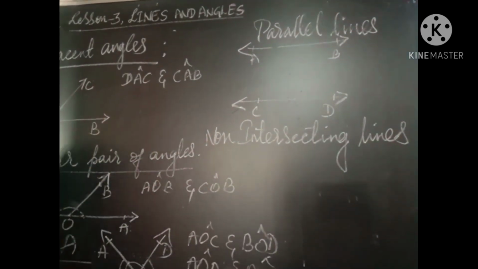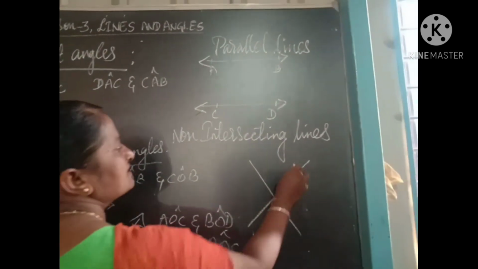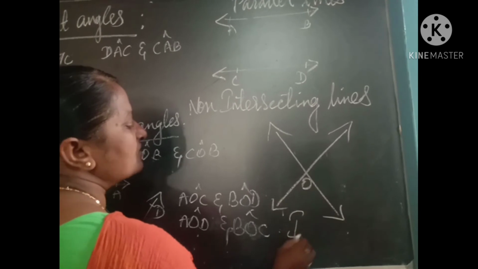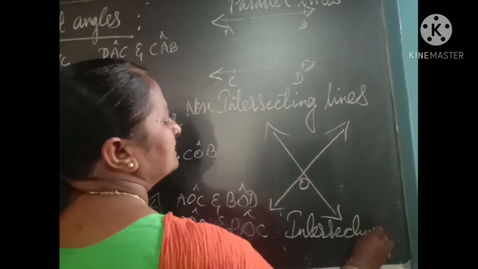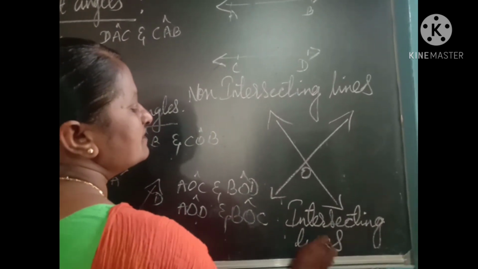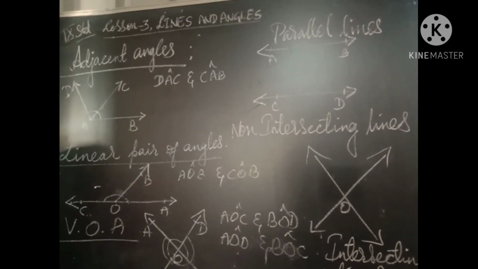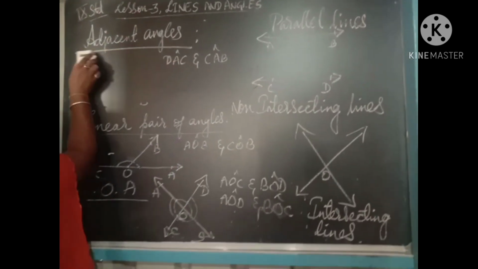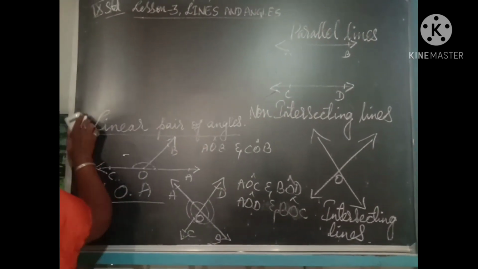Non-intersecting lines, and the lines which, once again I'll draw here, lines which intersect each other, such lines are called intersecting lines. Okay, children. Now once again, when we are solving the problems, we are going to see what are pairs of angles.